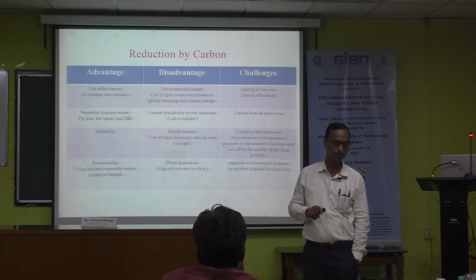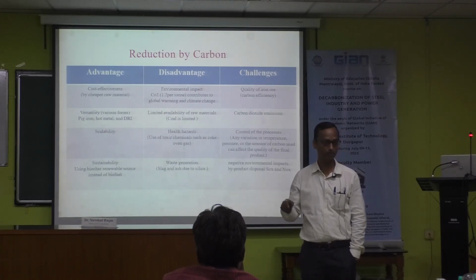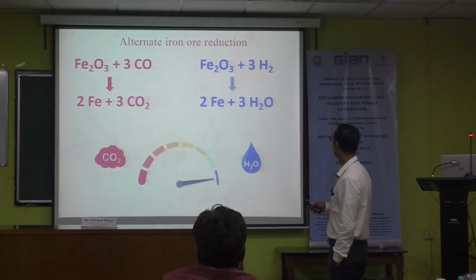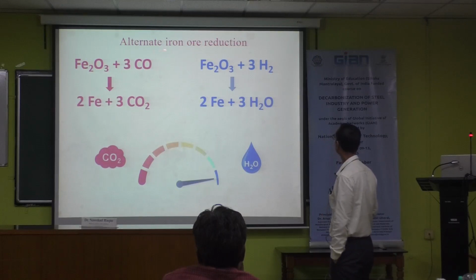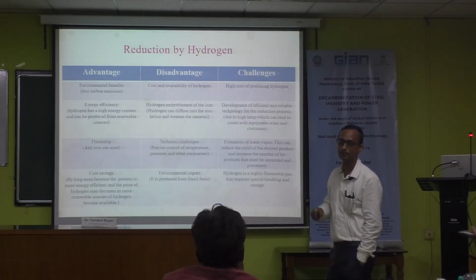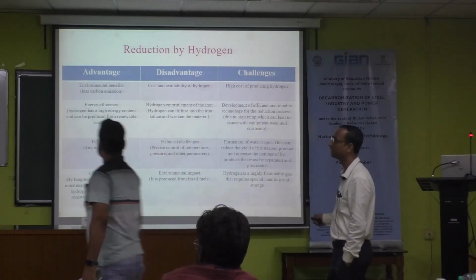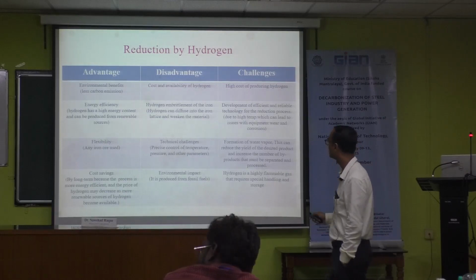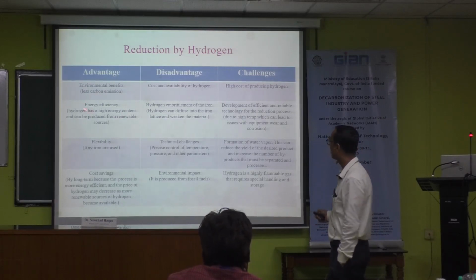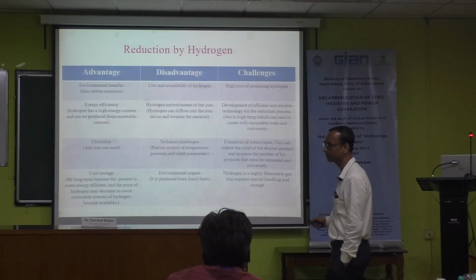And hydrogen has this advantage: at room temperature or slightly elevated temperature you can do the experiment. If you do the reduction, then the product is H2O. Compared to the disadvantages of carbon reduction, these will be the advantages of hydrogen use: environmental benefits, less carbon emission, energy efficiency. Hydrogen has high energy content and can be produced from renewable sources.